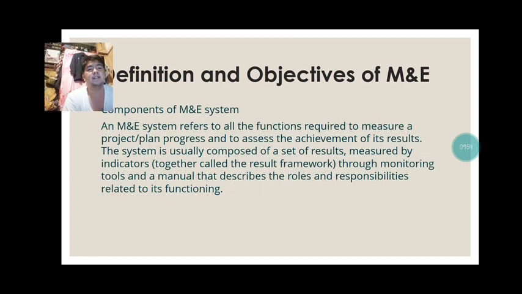Components of M&E system. An M&E system refers to all functions required to measure a project plan's progress and to assess the achievement of its result. This system is usually composed of a set of results measured by indicators, together called the results framework, through monitoring tools and a manual that describe the roles and responsibilities related to its function.